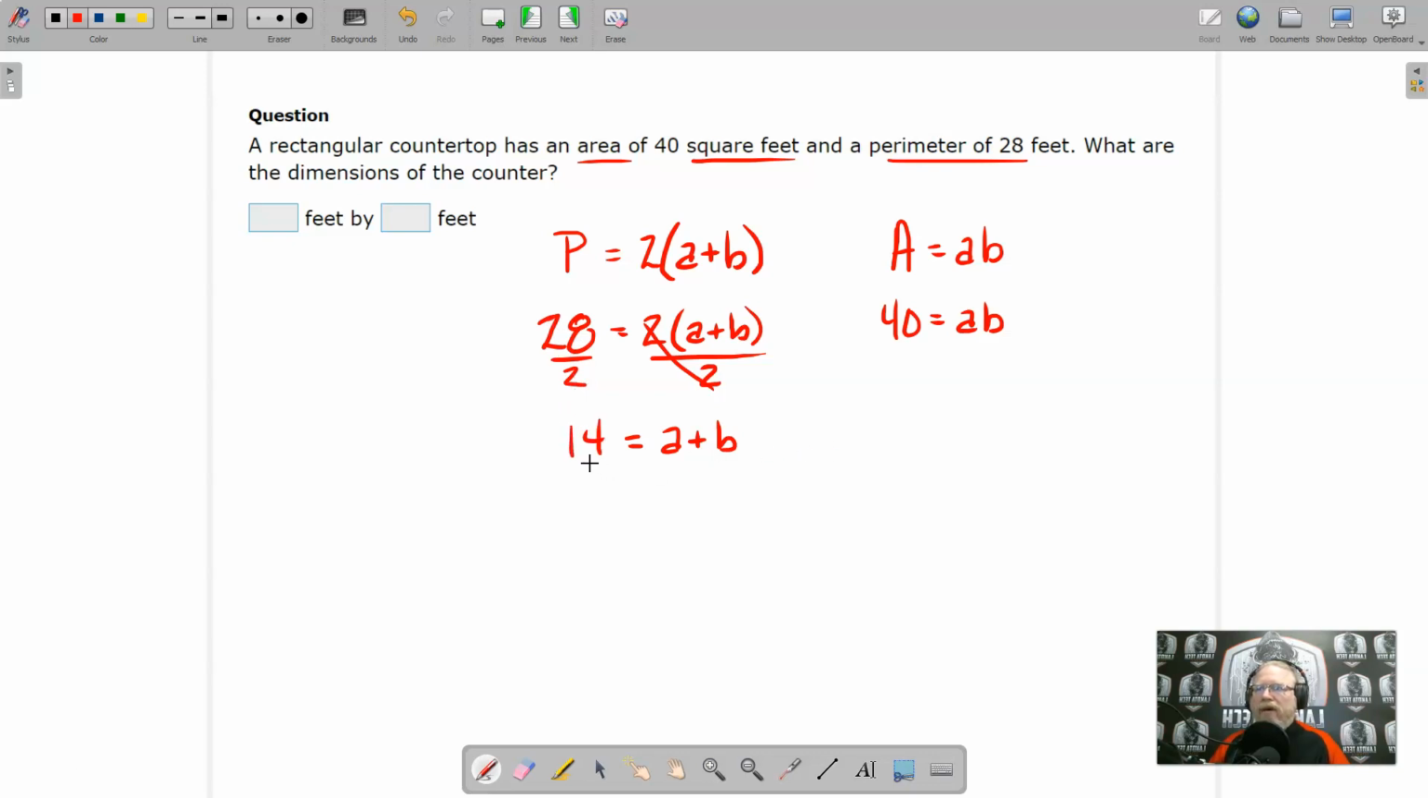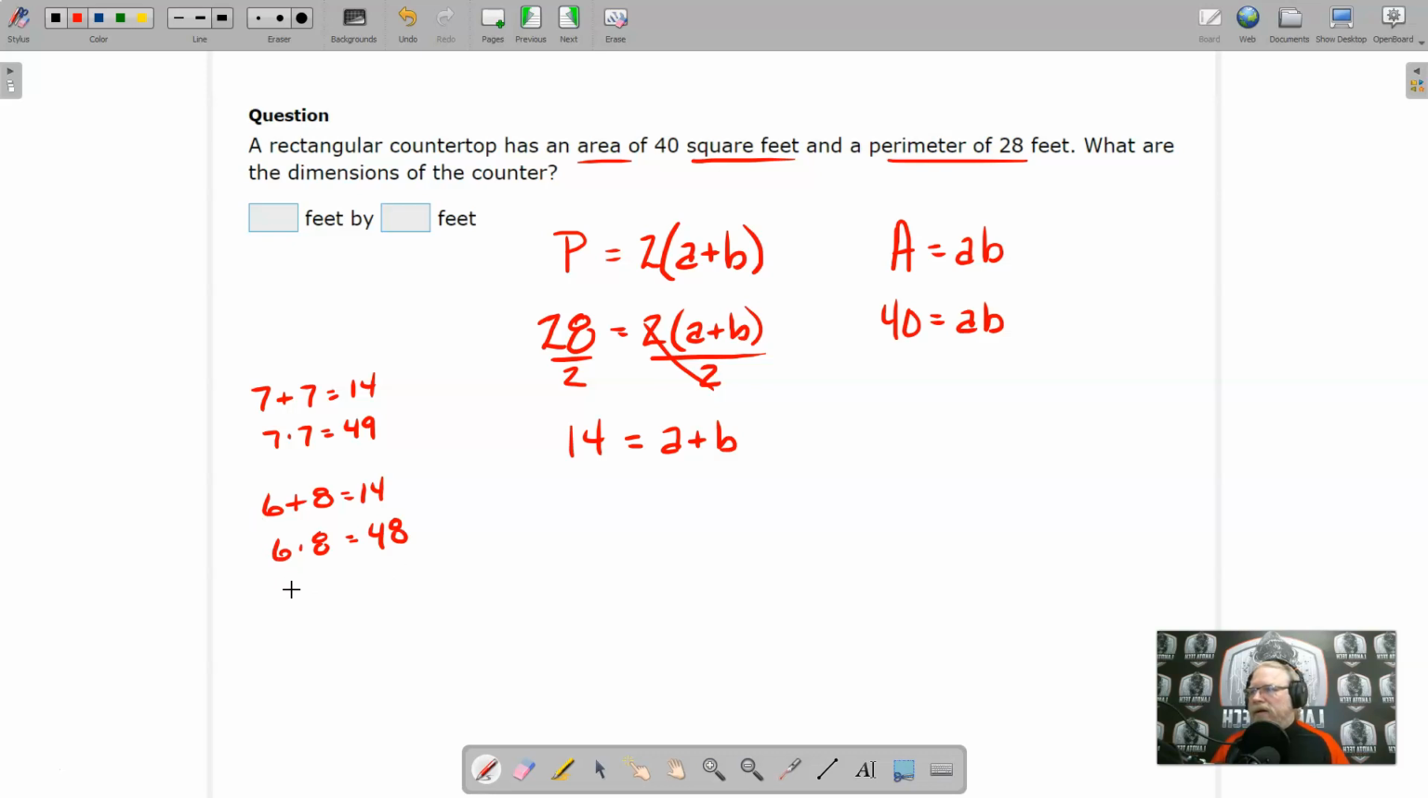So now we're looking for two numbers that add together to equal 14, and if you multiply them together, you would get 40. Let's just start with 7 and 7. 7 plus 7 equals 14, that checks out. Well, what about 7 times 7? That equals 49. Too much, right? So let's go with 6 and 8. 6 and 8 equals 14. What about 6 times 8? That equals 48. Still not there.